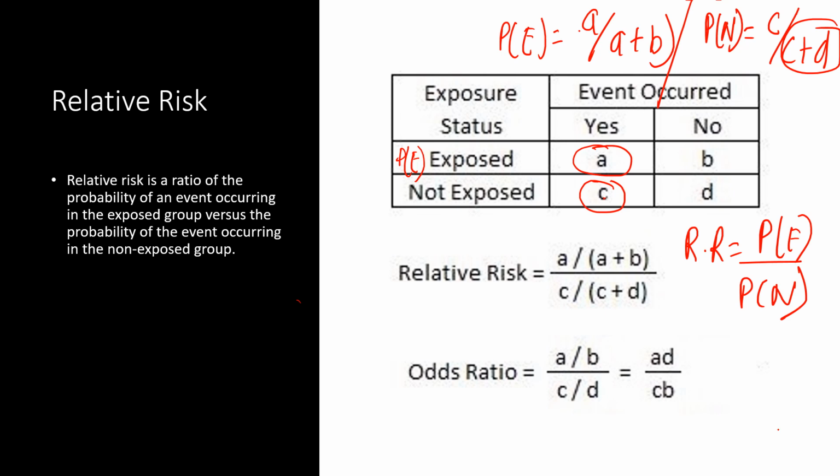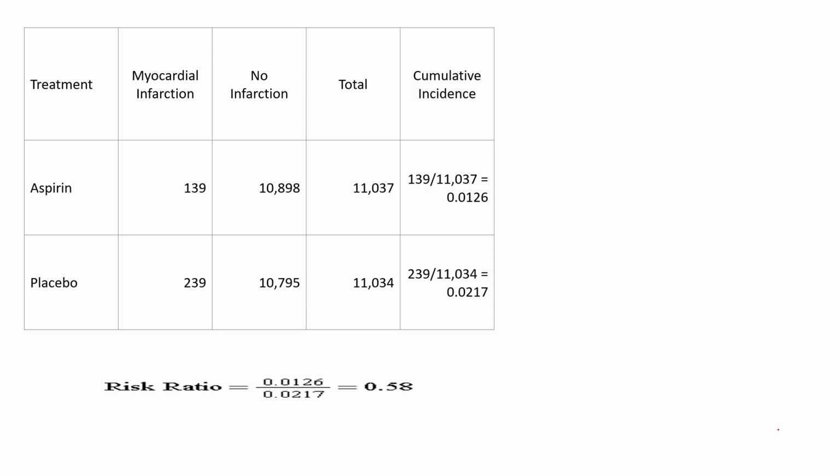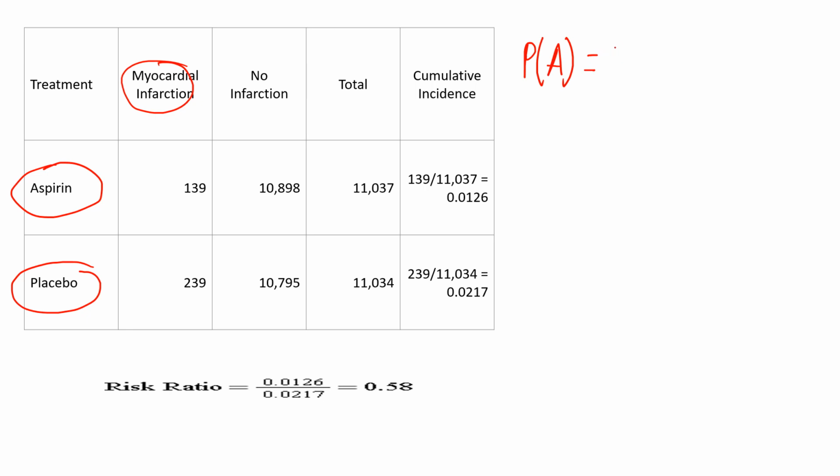Now let's talk about one example. There is a medicine called aspirin. We want to know whether the use of aspirin will increase myocardial infarctions or not. In one treatment group we have given aspirin, and in the other group we have given a placebo. Now the probability of aspirin group having myocardial infarction will be 139 over the total. This will be your A, this will be your B, this will be your C, and this will be your D. By the total, that will be this one.